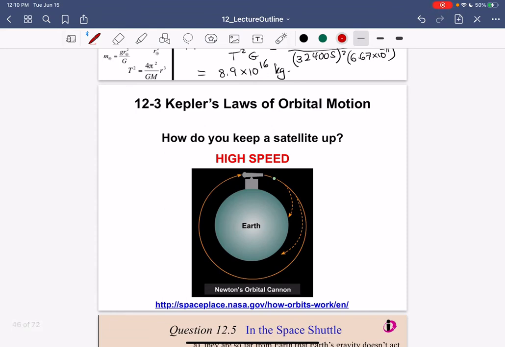Now, how do we keep a satellite up? This is like was predicted by Newton.